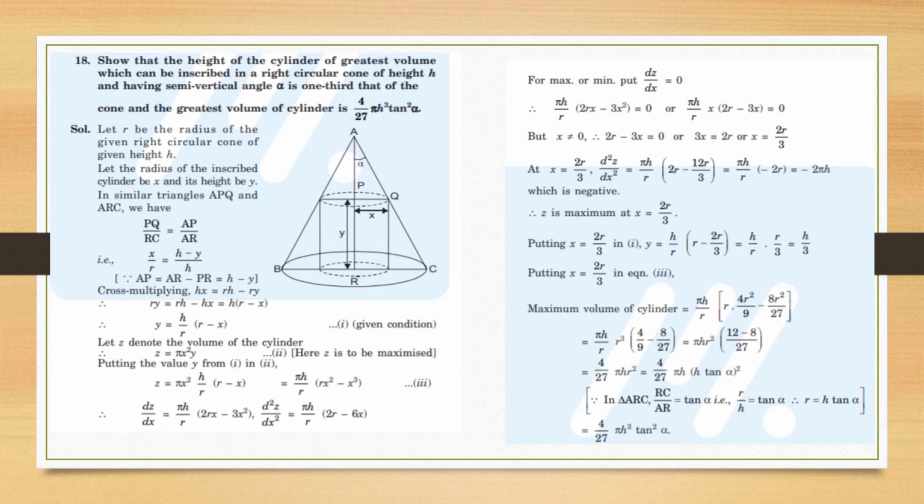Show that the height of the cylinder of greatest volume that can be inscribed in a right circular cone of height h and having semi-vertical angle alpha is 1/3 of that of the cone, and the greatest volume of the cylinder is 4 by 27 times pi h cube tan square alpha. So there is a cone whose radius is r and the height of this cone is h. In it, a cylinder is inscribed whose height is y and radius is x, and this is the semi-vertical angle. I need to prove that the height of the cylinder is 1/3 of the height of the cone, that is y is 1/3 of h.